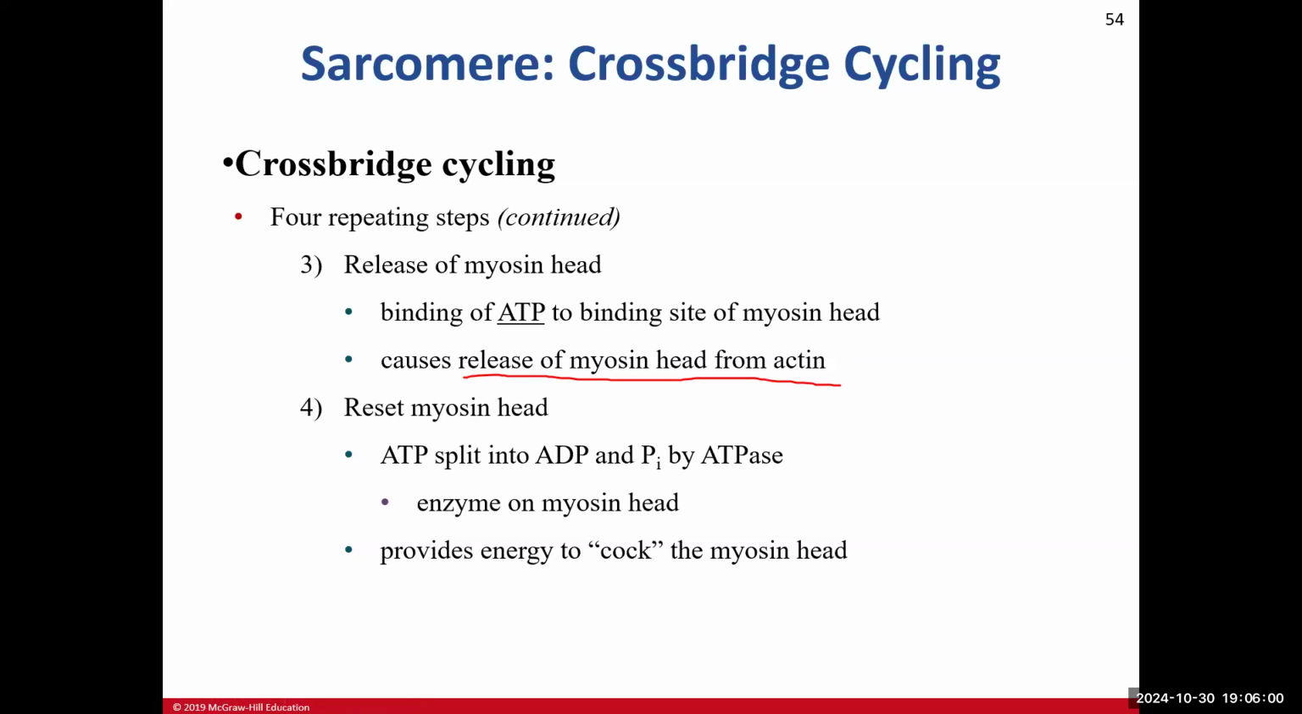In order to reset the myosin head, here's how we do it. ATP is going to undergo a chemical reaction called hydrolysis. And so essentially, what is that? That's when we split that ATP molecule into ADP and an inorganic phosphate. And the enzyme that helps to catalyze this is called ATPase. Right, so that's the enzyme that we use to catalyze, to initiate, to help with this reaction of breaking down ATP into ADP.